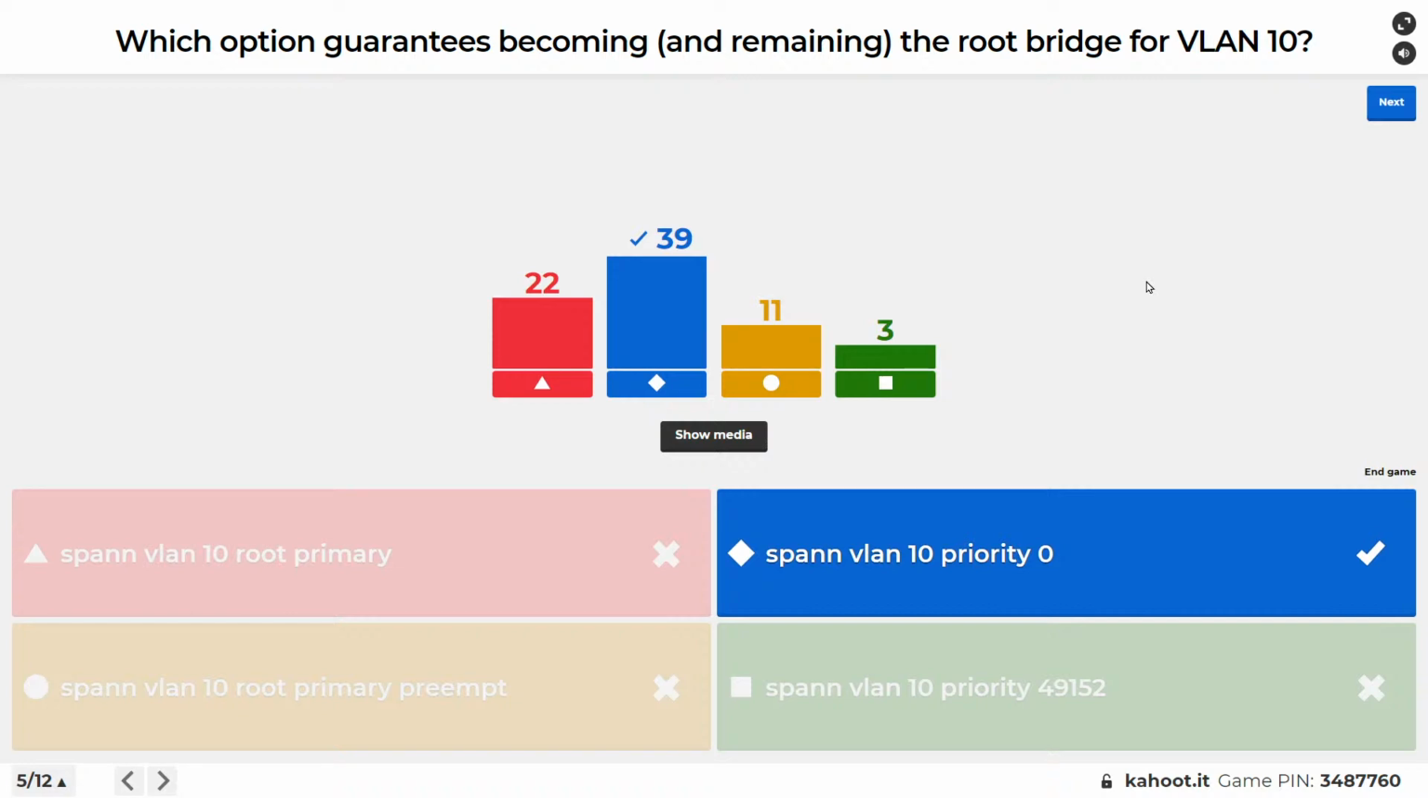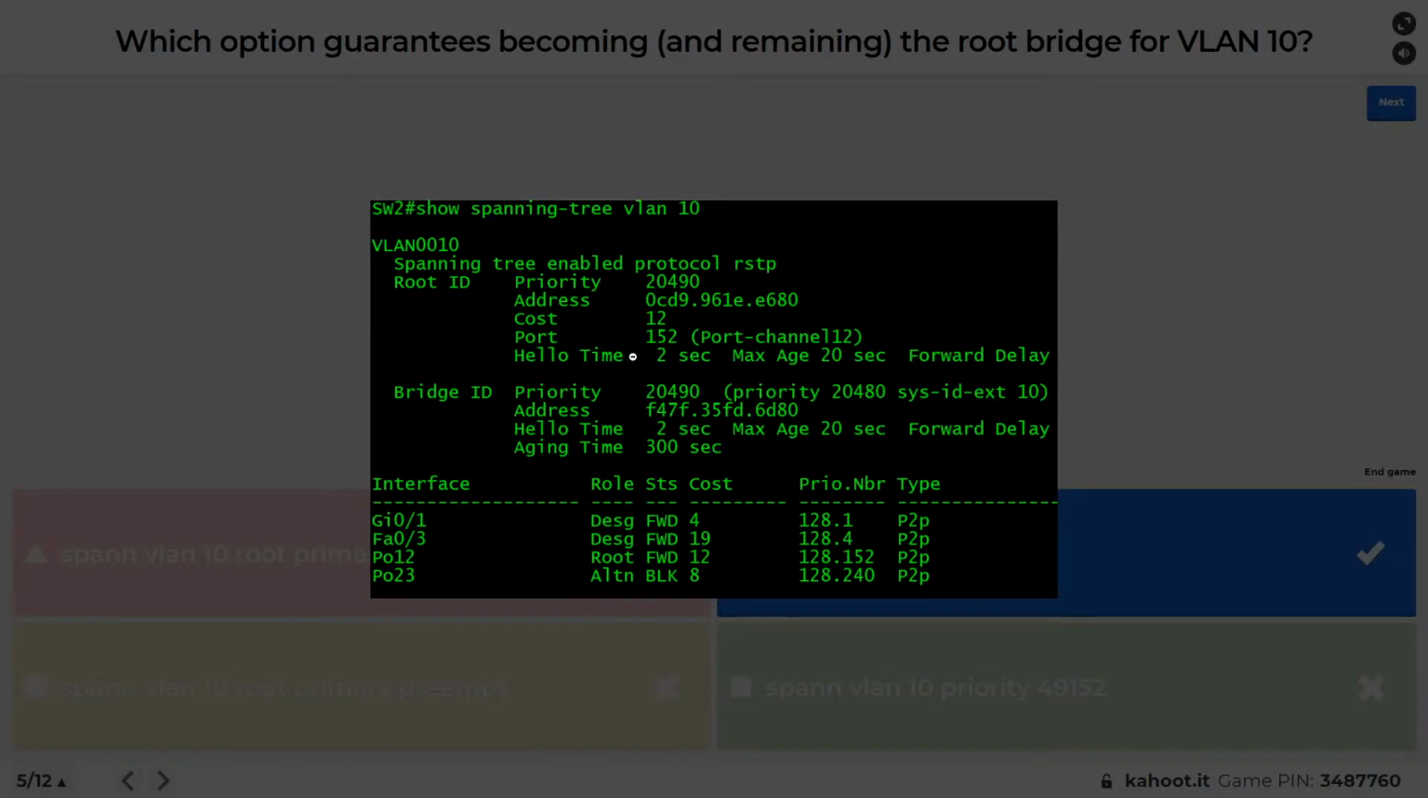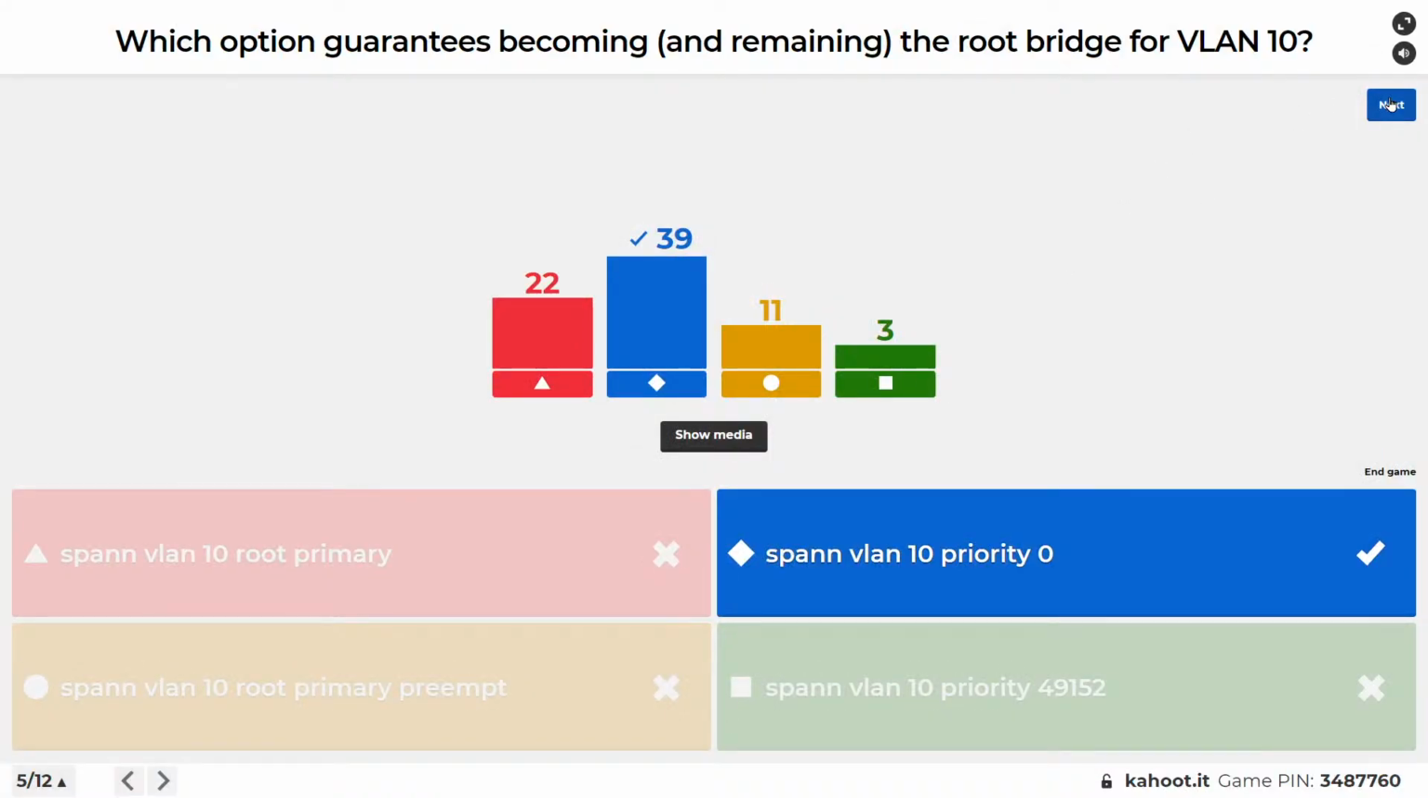All right, you can't go too much lower than 0. So on the existing switch for VLAN 10, or the existing root, it had a priority of 20490, followed by its base MAC address and also the extended number for the VLAN. But it still can be beat. So if you set it to 0, we would win. And then there would be nowhere anybody else could go below 0 to actually win. So good work, good work, good work.